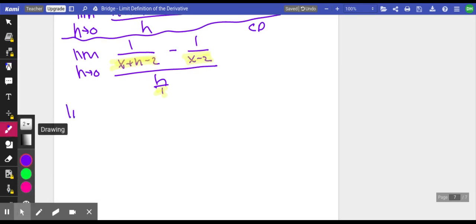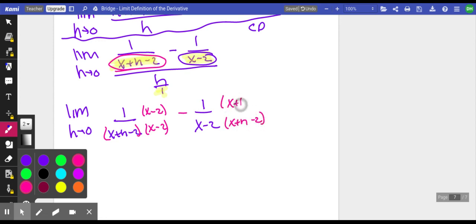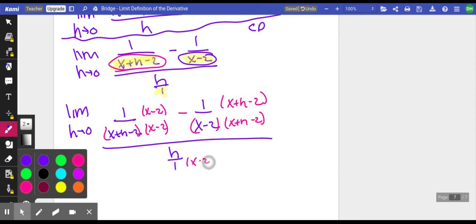So here we go. The limit as h approaches 0. So everybody needs the same thing. So this needs, it's currently 1 over x plus h minus 2. It's missing the x minus 2. So I'm going to multiply the top and bottom by x minus 2. Obviously, they all have a 1 in common. Minus, this function is 1 over x minus 2. It's missing the x plus h minus 2, to the top and bottom. All over, I have the h over 1. This is missing both of them. This needs to be multiplied by the x minus 2 and the x plus h minus 2 to both the top and bottom.